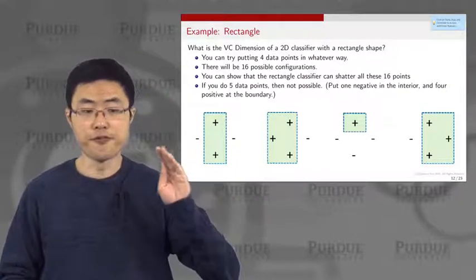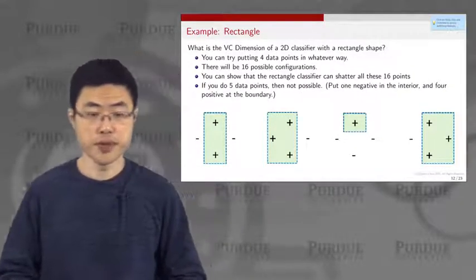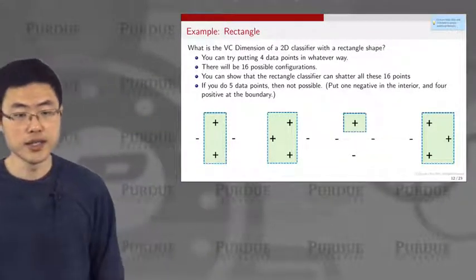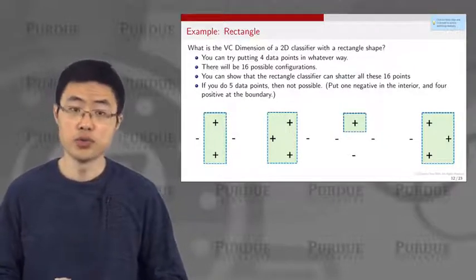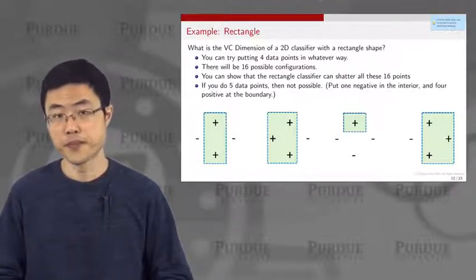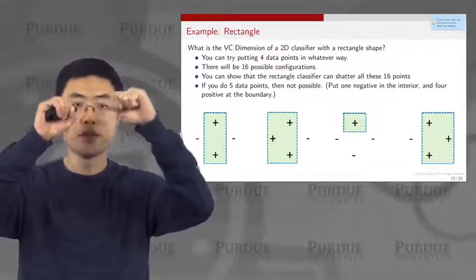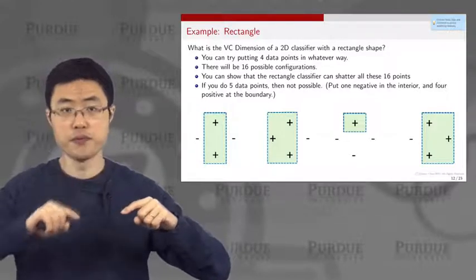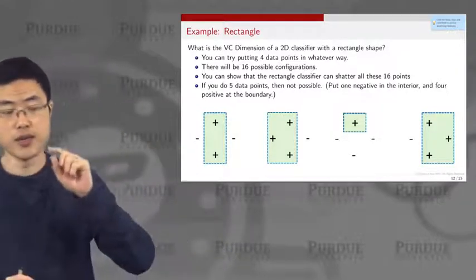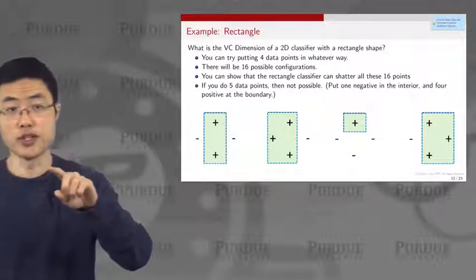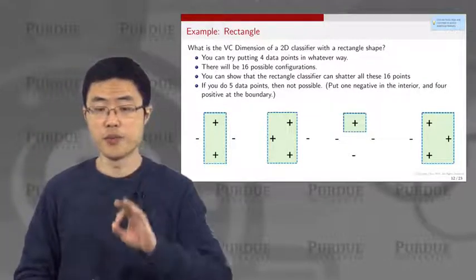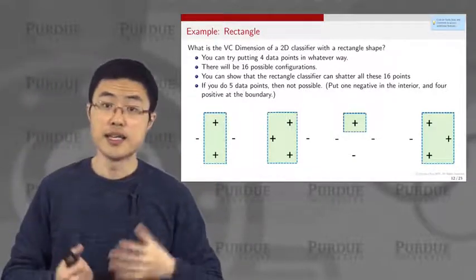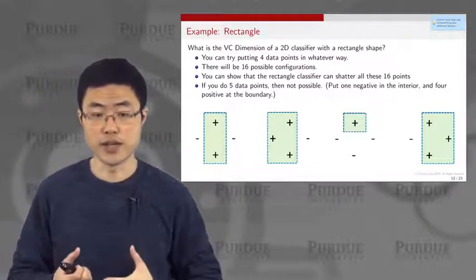Now, if you try to go with 5 data points, you can pick up a pencil and a paper, try to put something down, and you will see that it is not possible to shatter 5 data points. For example, I can put the 4 plus 1s in a diamond shape. So you have 1, 2, 3, 4, 4 data points. And then you put another data point in the middle. The middle one will be -1, and the 4 in the diamond will be +1. In that case, you will not be able to shatter them.